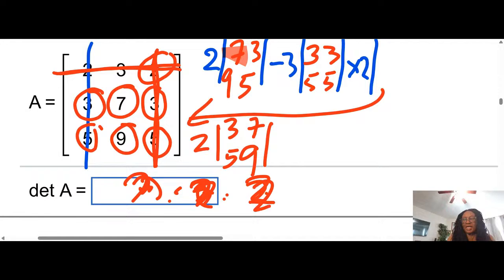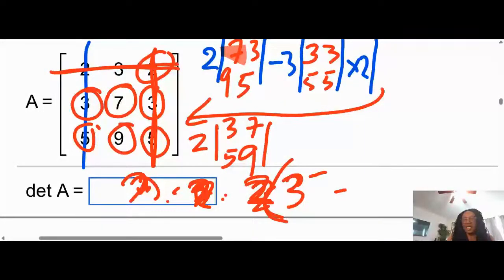All right. Now use parentheses. This is supposed to be 2, parentheses, 7 times 5 is 35. This is 35. All right. Okay, then I want to evaluate the second 2 by 2 matrix.